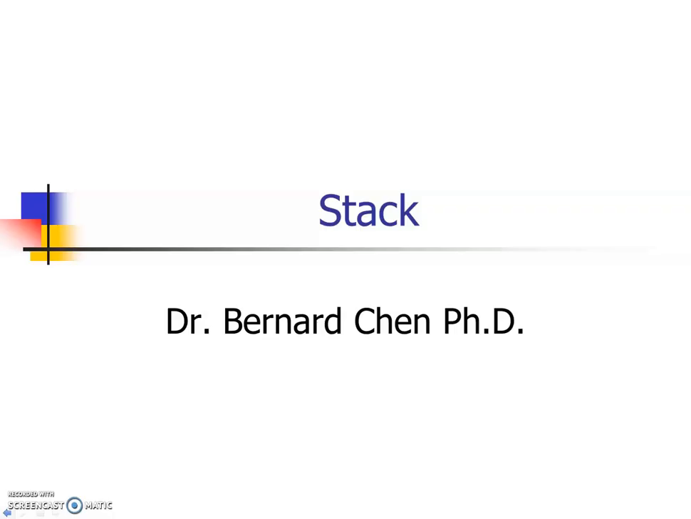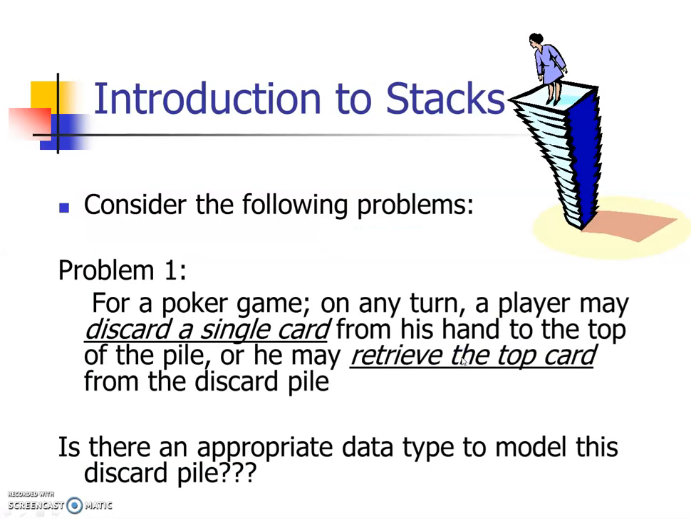In order to let you understand, let's take a look at three interesting examples. Consider you are writing a program for playing cards. So for a poker game, this structure needs to do the following things. On any turn, a player can discard a single card from their hand to the top of the pile. So that's one choice of the operation. Or instead of discarding the card, they can retrieve the top card from the pile. So this is the kind of scenario that we are facing in the stack situation.